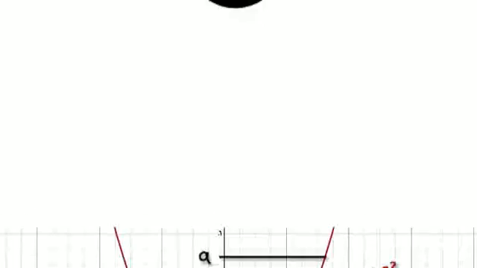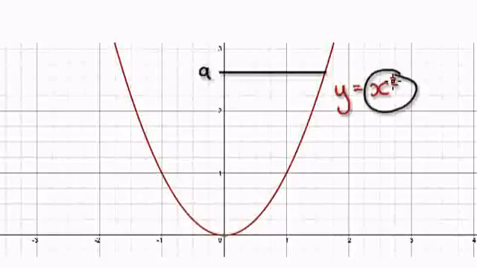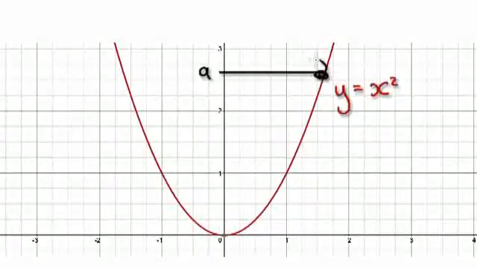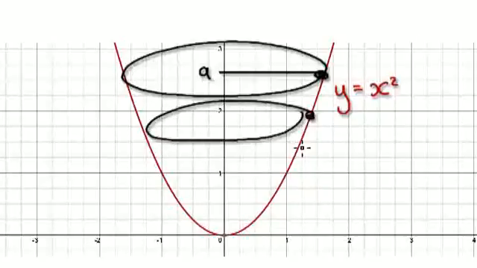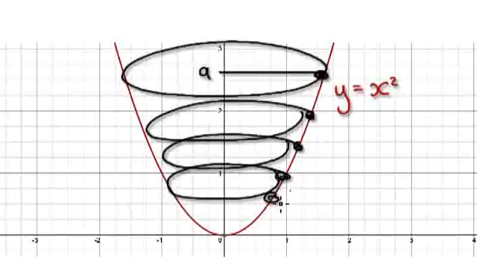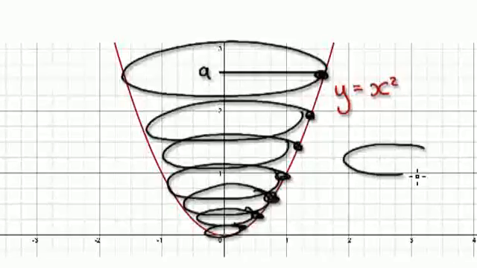In this video, we're going to look at another way of working out volume. So let's say you've got a graph y equals x squared. We are going to rotate this 360 degrees around the y-axis, and then you end up with a solid looking something like this.